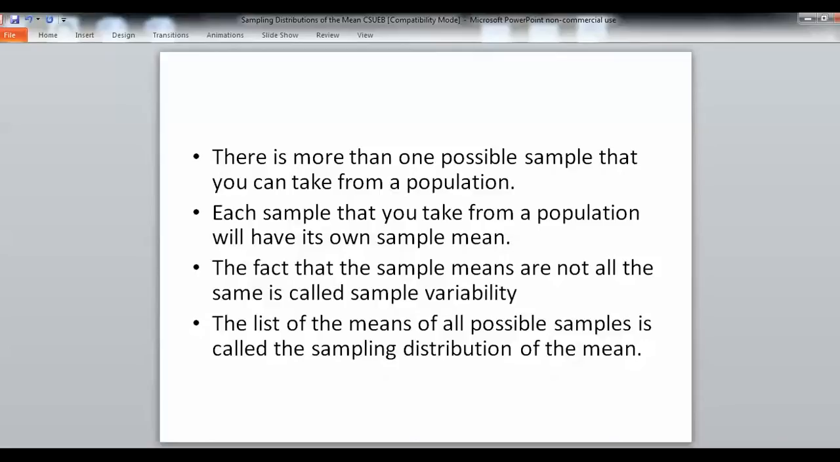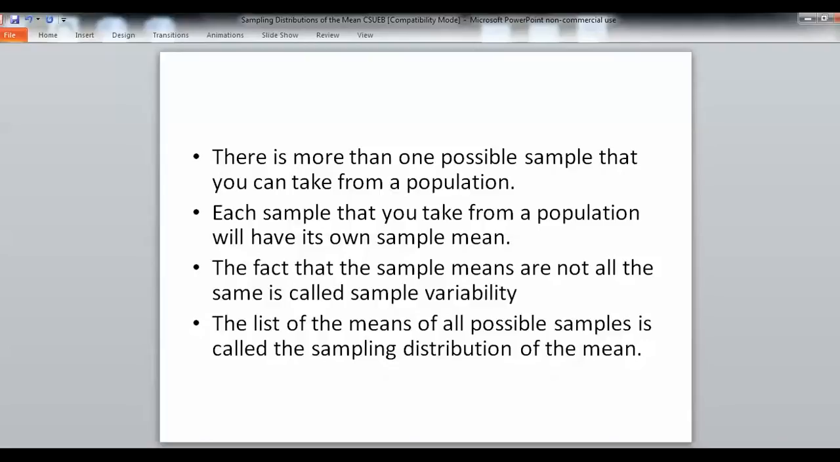So there's more than one sample that can be taken from a population, because whenever you recruit a sample of people from a population, there's more than one combination of people that you might end up recruiting, and each possible batch of people that you might select or recruit, meaning each possible sample, will typically give you a different average.